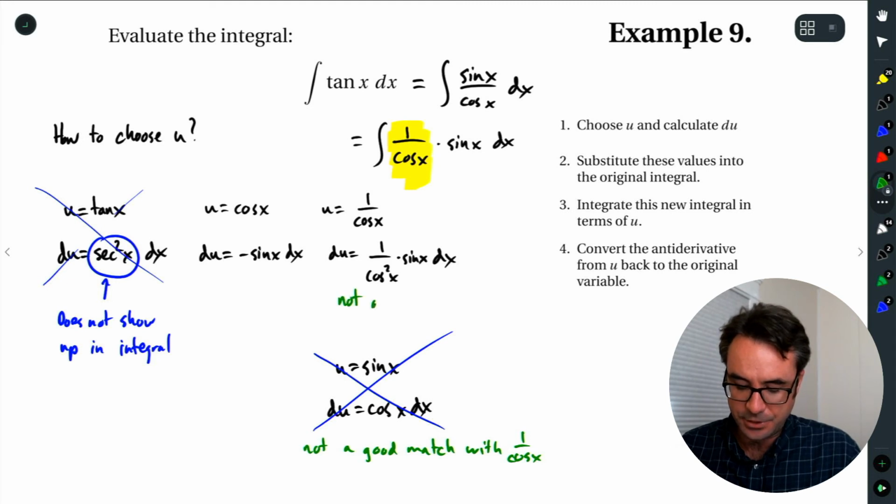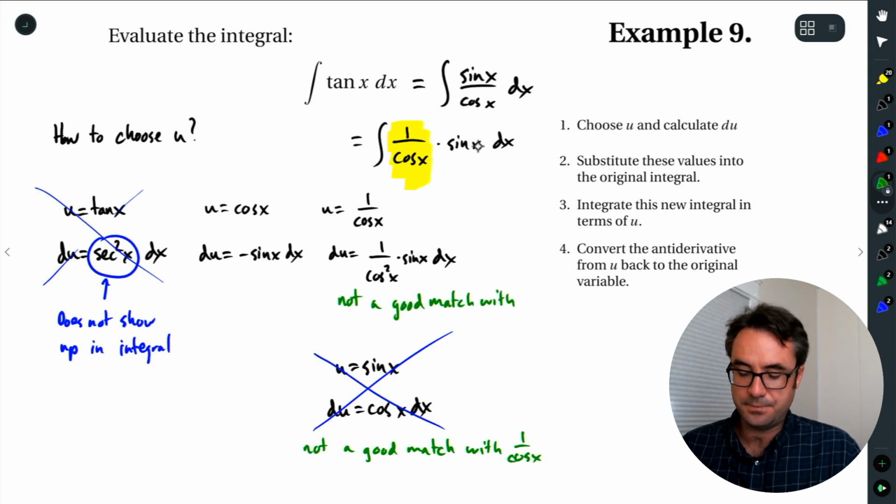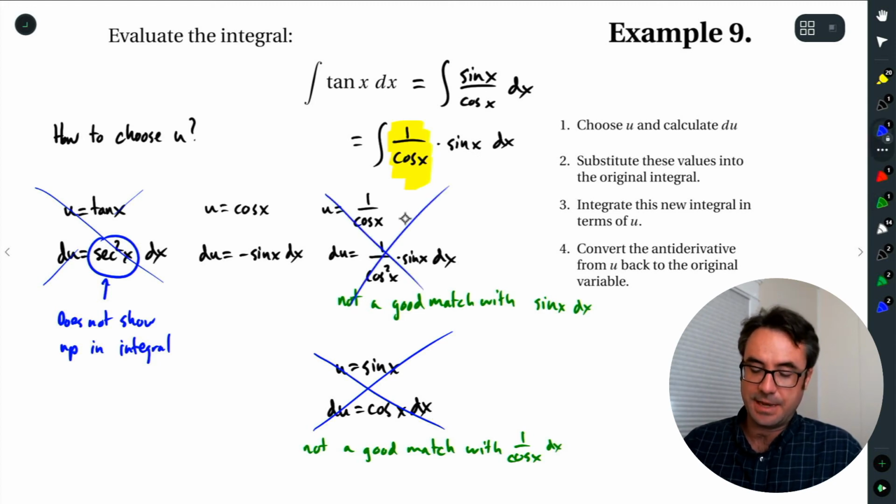Maybe there's something we could do to make it work, but as it stands, there's a lot more going on here versus what we have in our integral. We're just comparing what we calculate with what we have left. So I would probably say, let's cross that one out. And we're just going through our options.